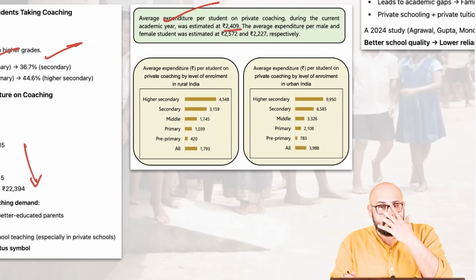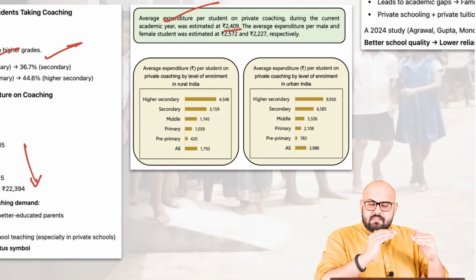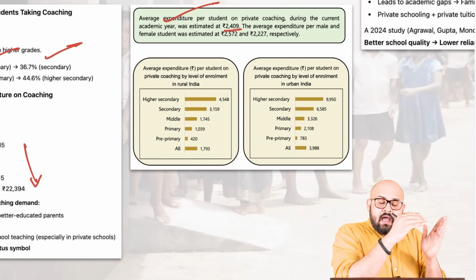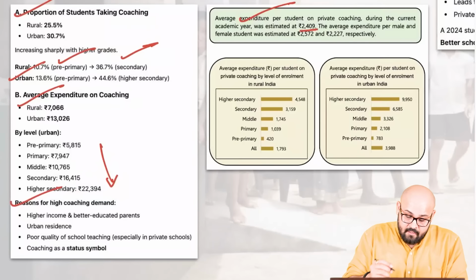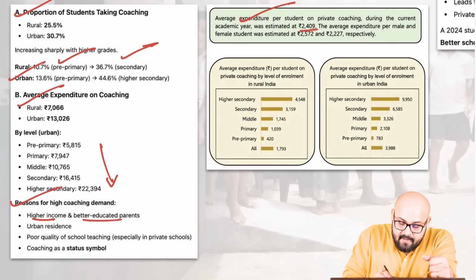So what we are trying to say is, first of all, that the number of private tuitions is increasing. The number of children enrolling in private tuitions is increasing, and the costs are increasing too. Now, what are the reasons for the higher coaching demand? The very first is higher income and better educated parents.